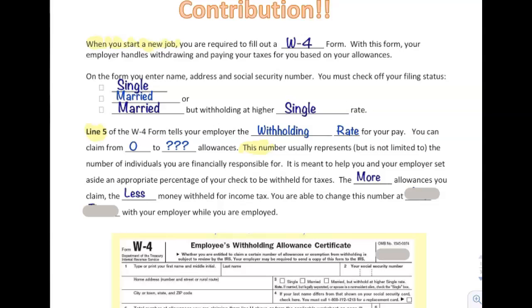And you're able to change that number at any time. You just have to call the business office wherever you work and whoever handles the finances there and say, could I change my W-4? And you just fill out a new one and sign it. And from that point forward, it takes out a different amount of money.